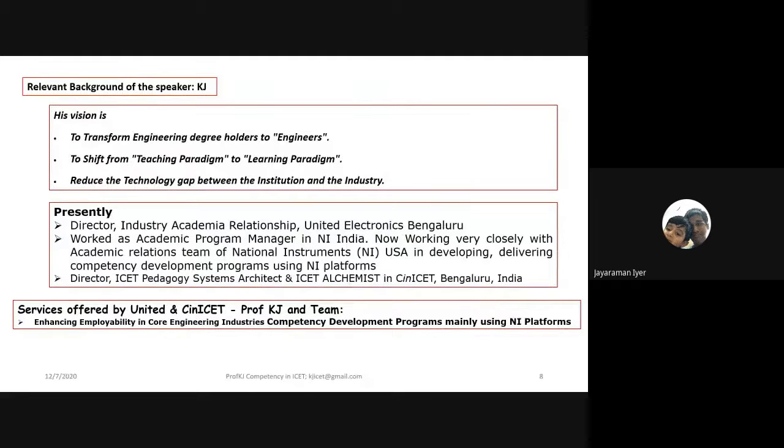And why should you know? You should know who the speaker is, basically. Whatever profile she gave is okay for me, but I should tell you more. I want to reiterate that my vision is to transform engineering degree holders to engineers. That means out of every engineering institution, science and technology institution, you are not bringing out an engineer. You are bringing out a degree holder of BTech or BE or MTech or ME or something like that. And we in industry convert or transform them to engineers. So you should know what engineering is.